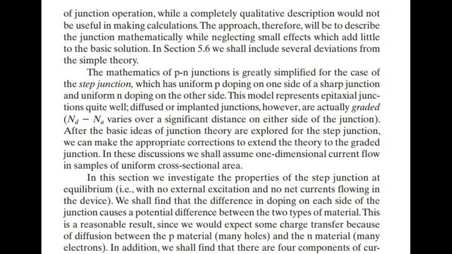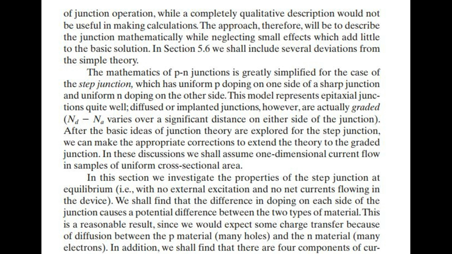In this section we investigate the properties of the step junction at equilibrium, i.e., with no external excitation and no net currents flowing in the device. We shall find that the difference in doping on each side of the junction causes a potential difference between the two types of material. This is a reasonable result, since we would expect some charge transfer because of diffusion between the p material, with many holes, and the n material, with many electrons.